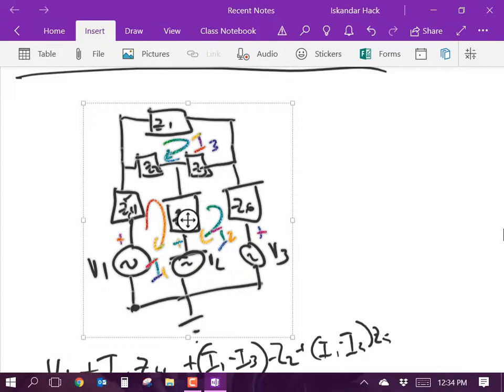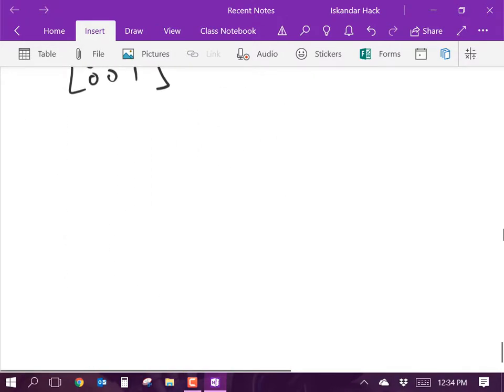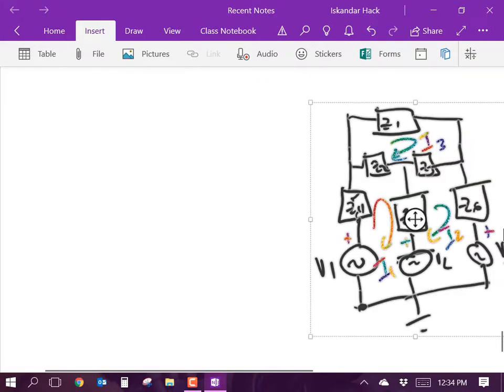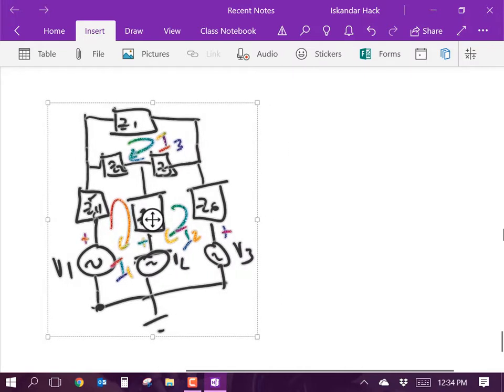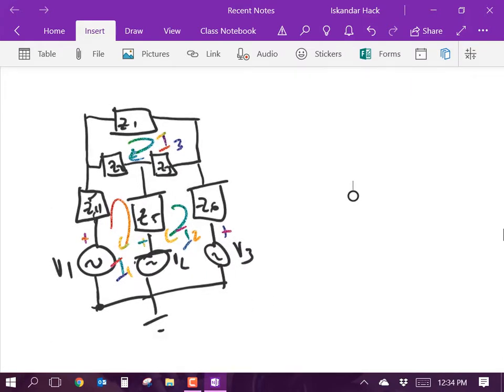Let's just do Control C and come down here. All right, there's my circuit right there. What I want to do is go through it and write the matrix directly from the circuit.